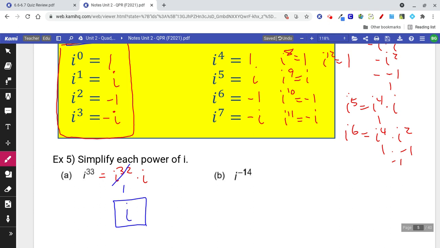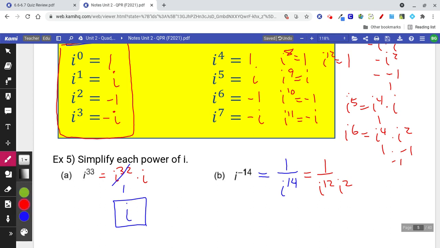One thing you can do is you can say, well, the negative is going to move to the other side of a fraction if you want, and then do the same thing. i^14, split it up into a multiple of 4. So i^14, you could write it as i^12 times i squared.